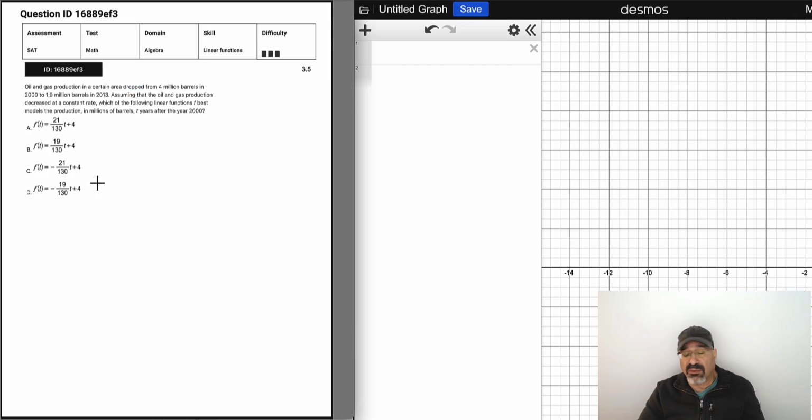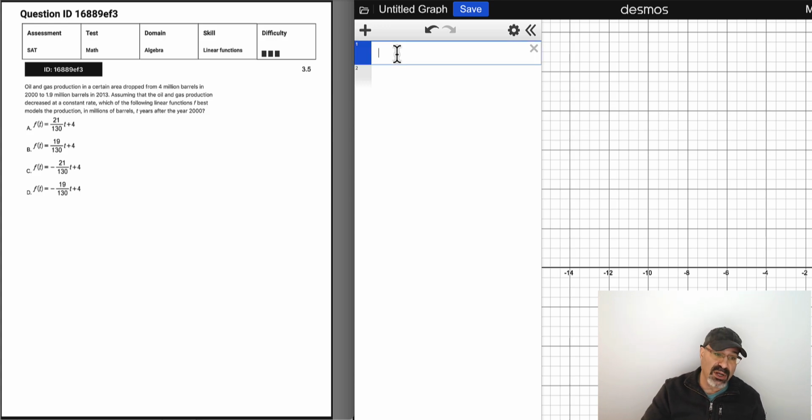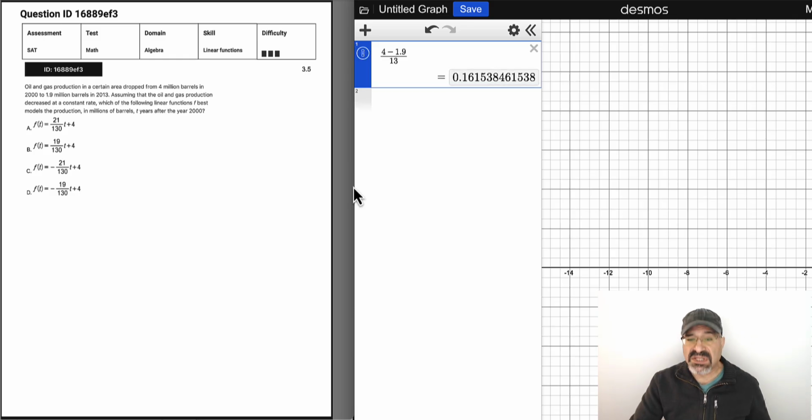So really, we're just trying to answer whether the question is looking for answer choice C or D, and that's all. Those two answer choices only differ based on their slope, so we really need to figure out what the slope is. Well, the slope is going to be the change in y over the change in x. So it's going to be the change in oil production, which is 4 minus 1.9, divided by how many years it was, 13, right? This gives us the slope, 4 minus 1.9 divided by 13.